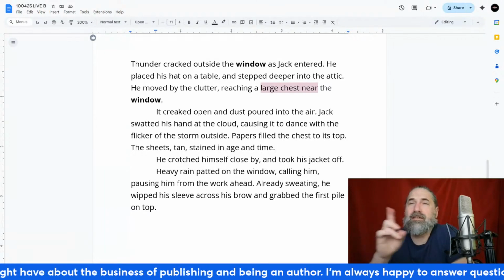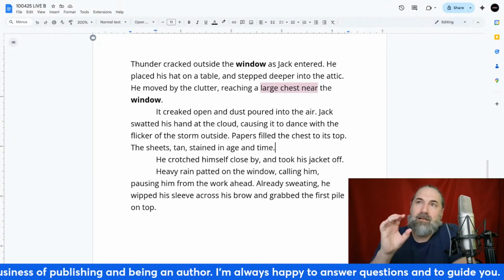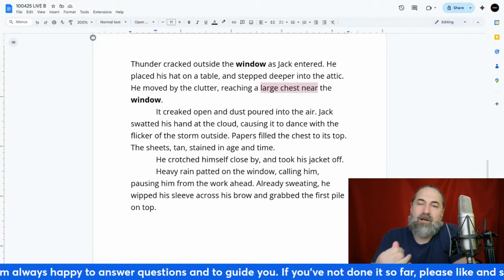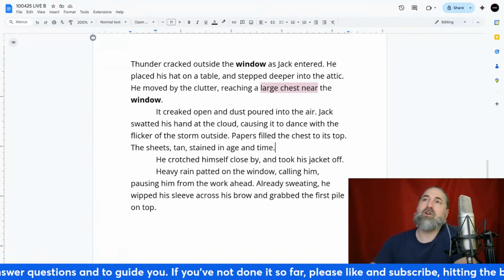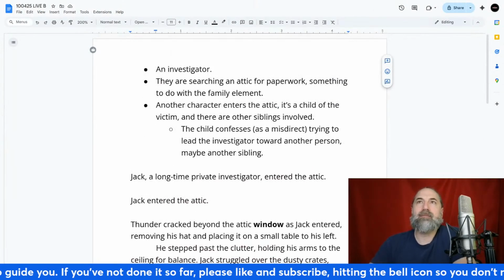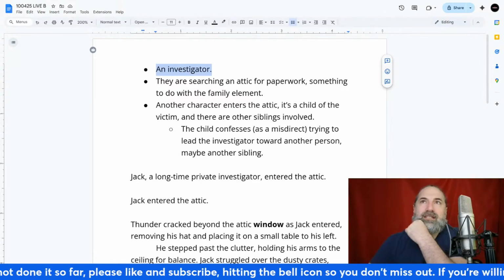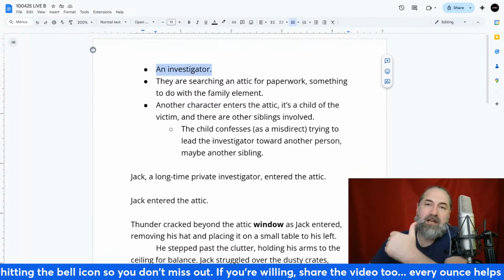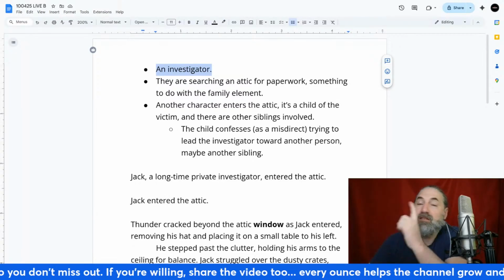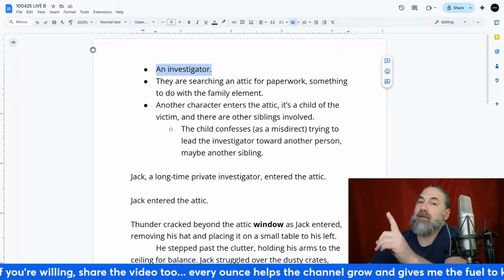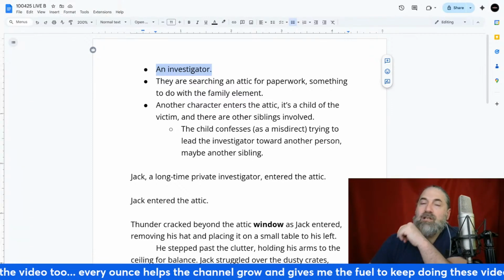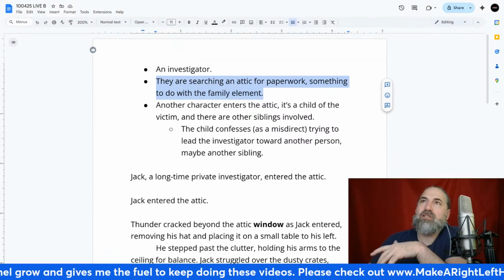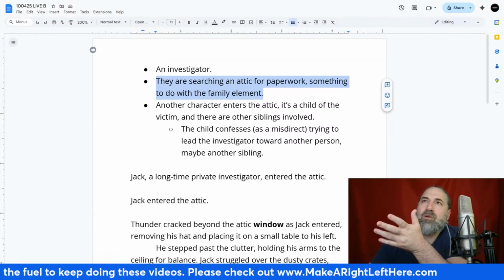But more importantly, at the end of the day, it's your job to decide how the character is experiencing something, but also what your goal is to set up the scene. So if we go back to the beginning, I need to show that he's an investigator. I do not need to tell them. If I tell the audience he is an investigator, it slows down the pace. Might not slow down the read, though. But it does slow the pace down because it's information, it's exposition. They are searching the attic for paperwork, something to do with the family element.